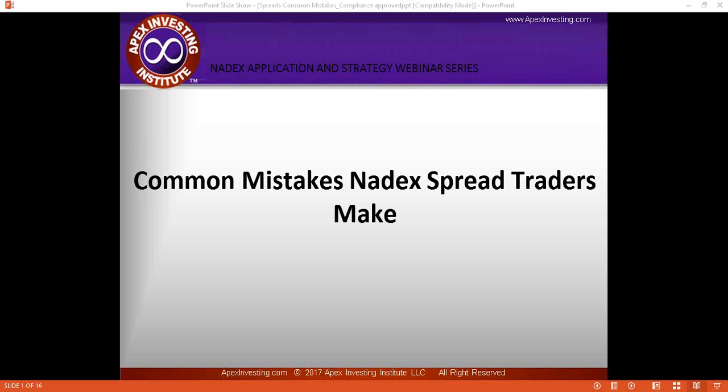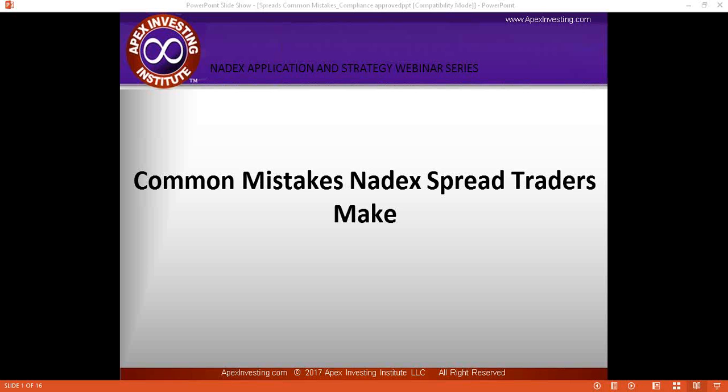I know some of you are either brand new or have been with Nadex for a little while and been trading Nadex binaries, and you're aware of spreads, but you weren't quite sure what they were and how they worked. So last week we talked about the very basics of spreads. We started from the foundation, from the ground floor, and I walked you through what is a Nadex spread, how does it work, how are they valued, and we laid the foundation. So today we're going to take that one step forward and talk to you about some of the common mistakes that spread traders make.